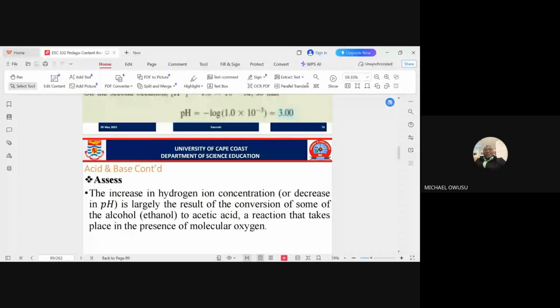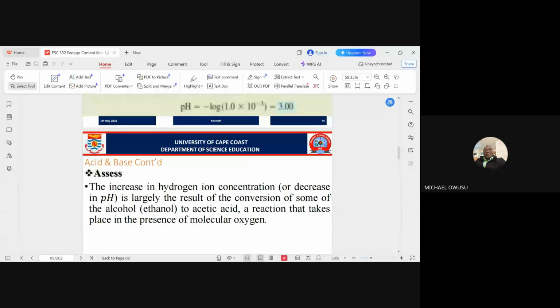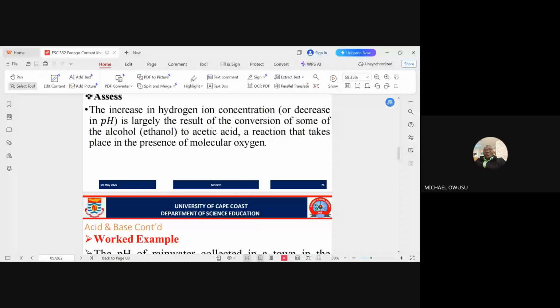Right, thank you. So the decrease in pH is largely the result of the conversion of some of the alcohol to acetic acid, a reaction that takes place in the presence of molecular oxygen. That is for the question that we did.